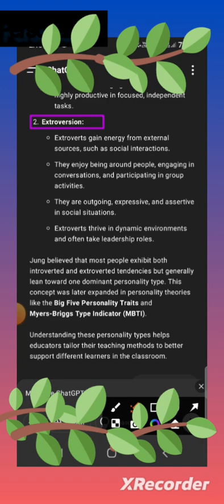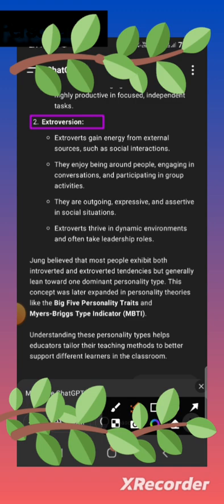Importance of understanding personality in learning: it helps teachers design personalized learning strategies, supports student engagement by catering to their preferred learning styles, encourages self-awareness in students to help them leverage their strengths, and enhances classroom dynamics by ensuring both introverts and extroverts feel valued. So, understanding these personality types helps educators tailor their teaching methods to better support different learners in the classroom.